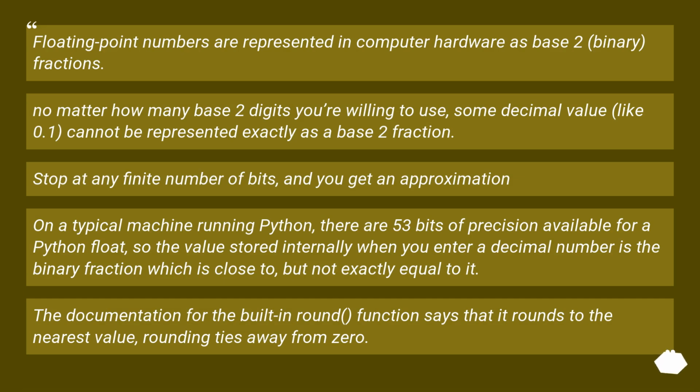Floating point numbers are represented in computer hardware as base 2, binary, fractions. No matter how many base 2 digits you're willing to use, some decimal values, like 0.1, cannot be represented exactly as a base 2 fraction. Stop at any finite number of bits, and you get an approximation. On a typical machine running Python, there are 53 bits of precision available for a Python float, so the value stored internally when you enter a decimal number is the binary fraction which is close to, but not exactly equal to it. The documentation for the built-in round function says that it rounds to the nearest value, rounding ties away from 0.